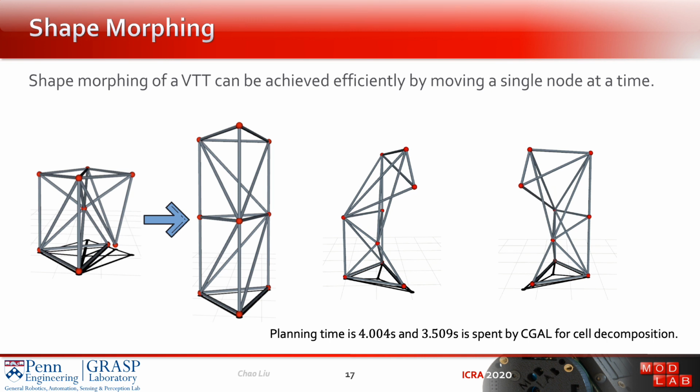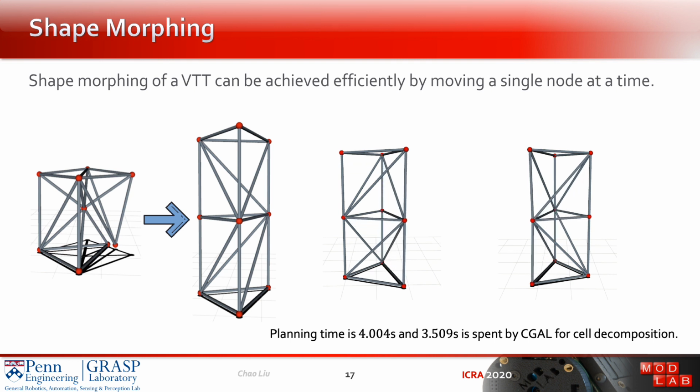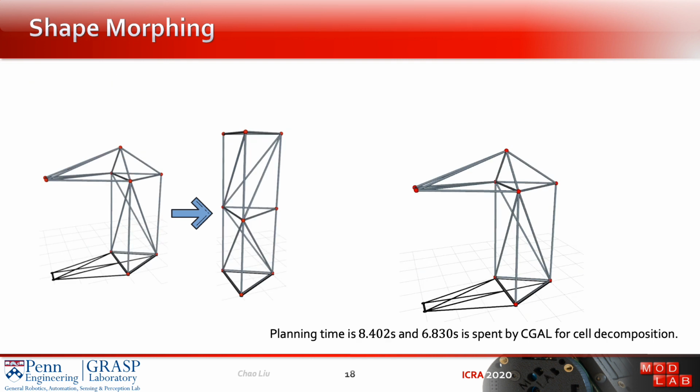4 nodes need to move, and it takes 4 seconds to do the path planning for all of the nodes. Here is another example to change a truss with an arm into a tower. In this test, 6 nodes have to move, and the total planning time is around 8 seconds.